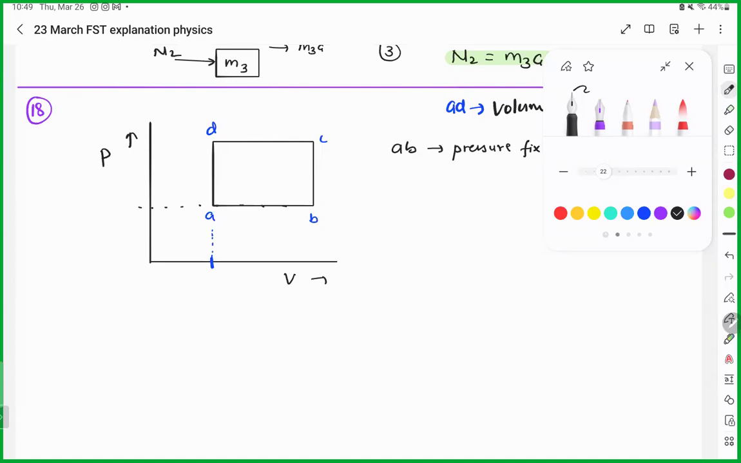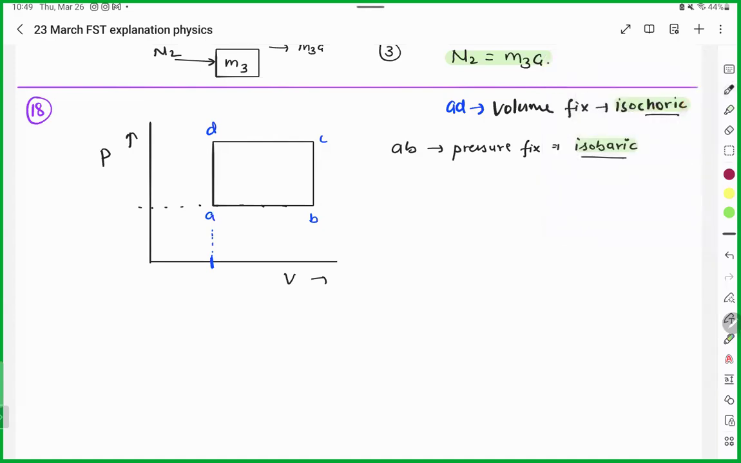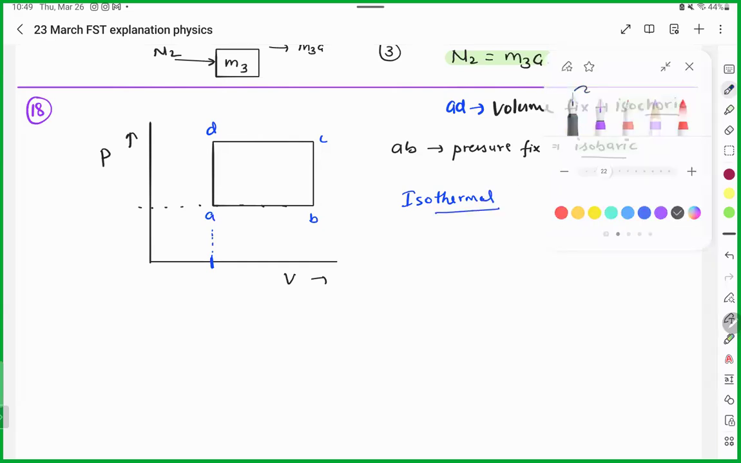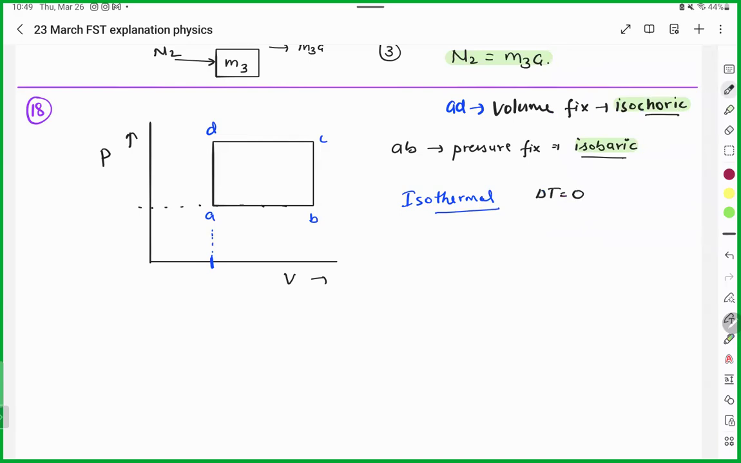So we have a total of four important processes. One is the isothermal process. In an isothermal process, temperature is the same. So delta T is zero. If delta T is zero, meaning temperature is constant, it is an isothermal process, and in that case delta U will also be zero. Delta T is zero, so delta U will also be zero. Why?